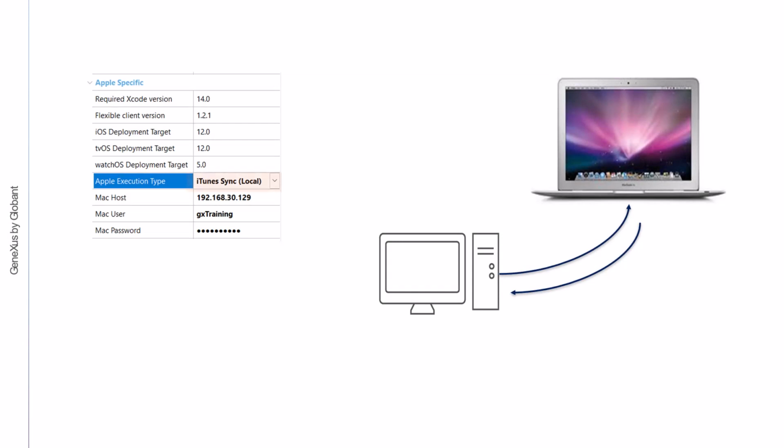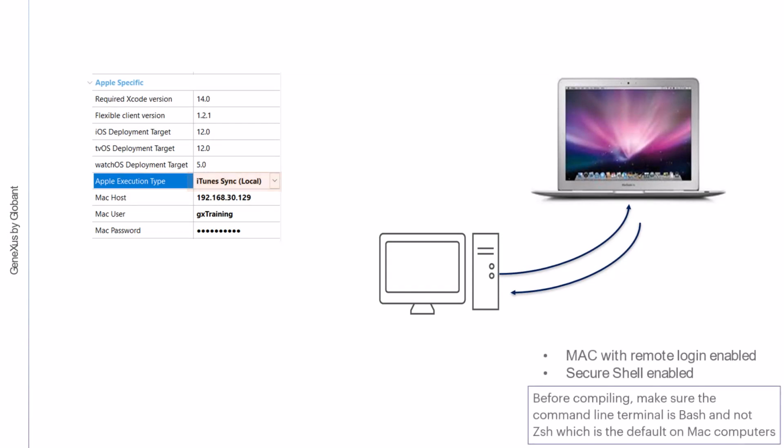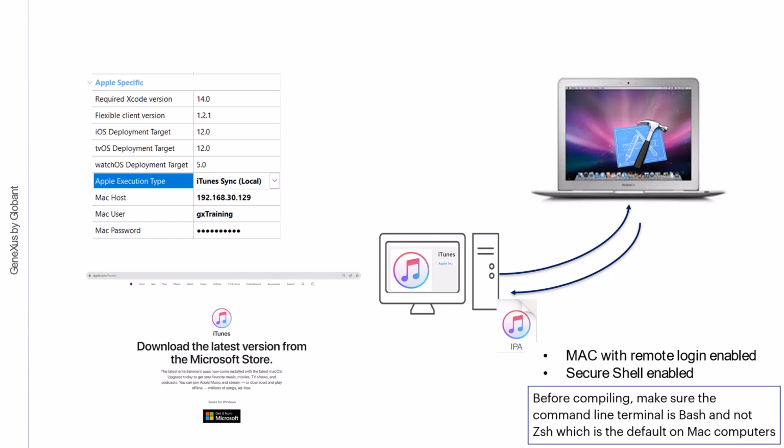By selecting the iTunes Sync local option, the Xcode project is transferred to a Mac, and there the application is compiled, generating a file with an IPA extension. Then the process copies the .ipa file from the Mac to the development computer and leaves it in the folder specified in the output window of the GeneXus IDE. Lastly, iTunes is automatically opened on the development computer to display the application in the application catalog.